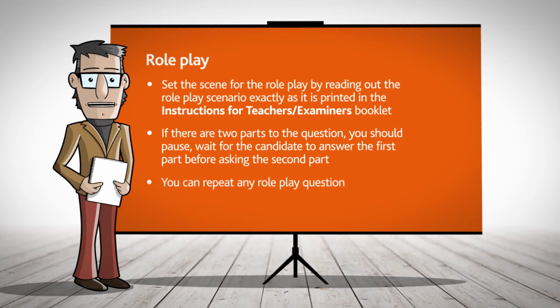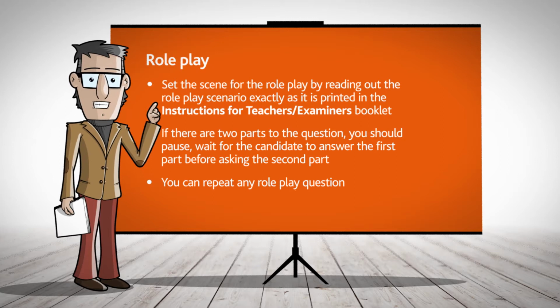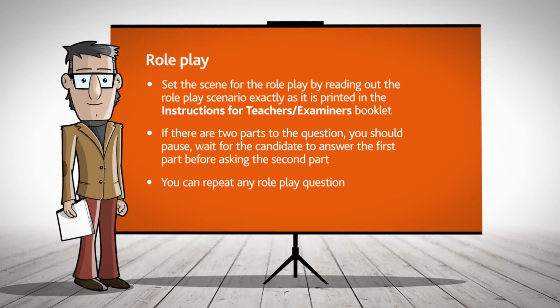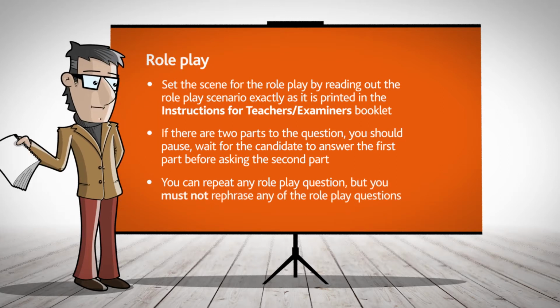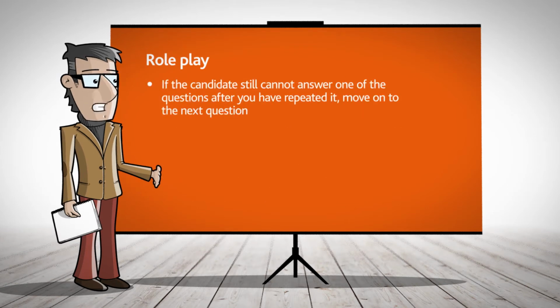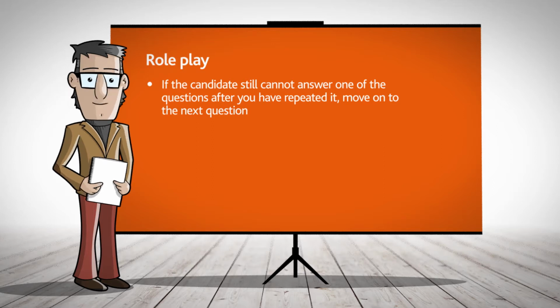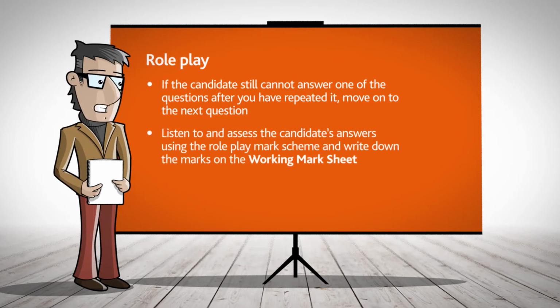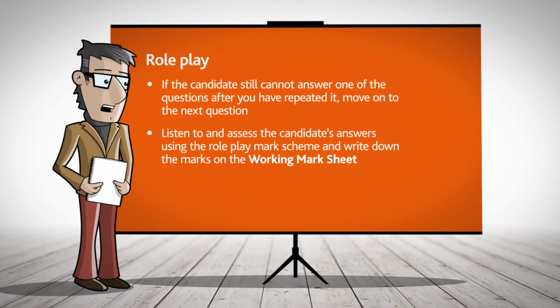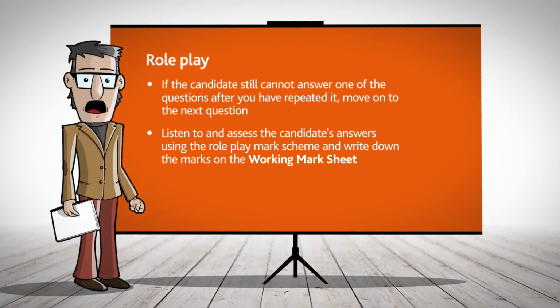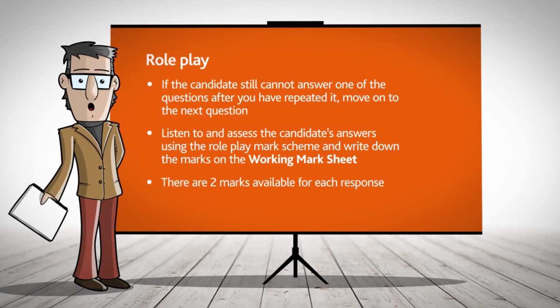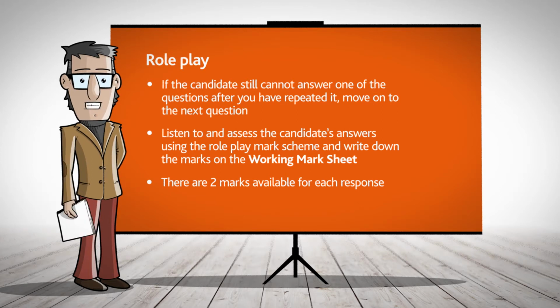You can repeat any role-play question if the candidate has not understood or did not hear, but you must not rephrase any of the role-play questions. If the candidate still cannot answer one of the questions after you've repeated it, move on to the next question. Listen to and assess the candidate's answers using the role-play mark scheme and write down the marks on the working mark sheet. There are 2 marks available for each response.